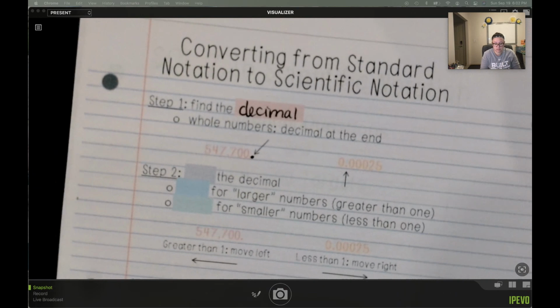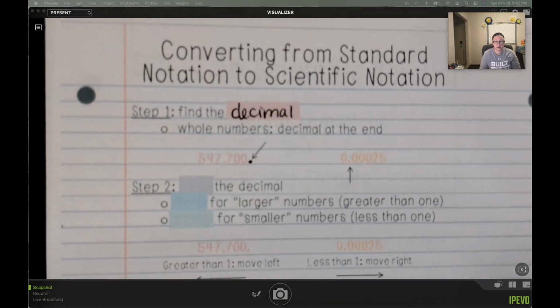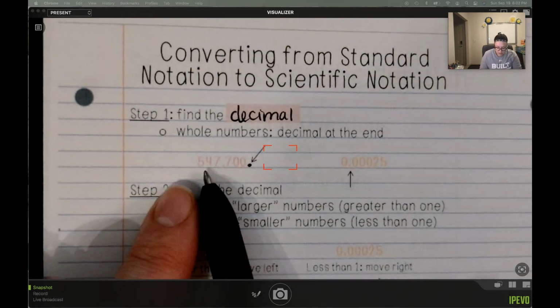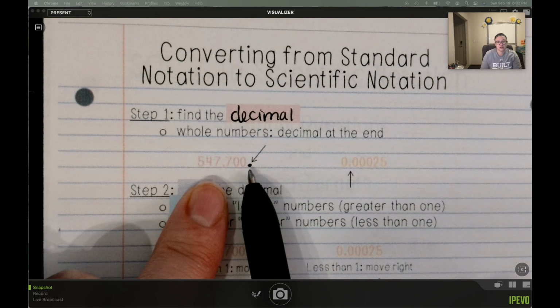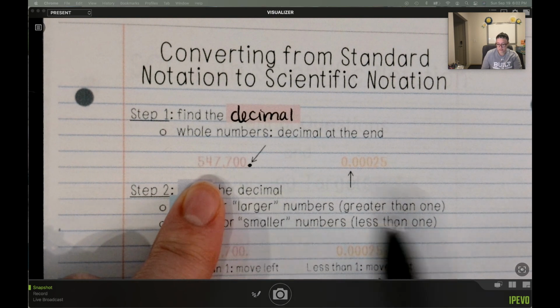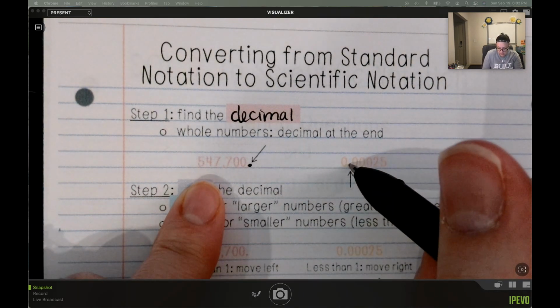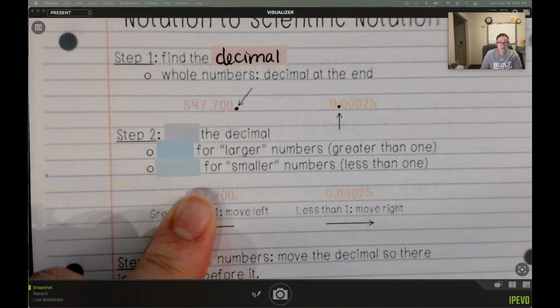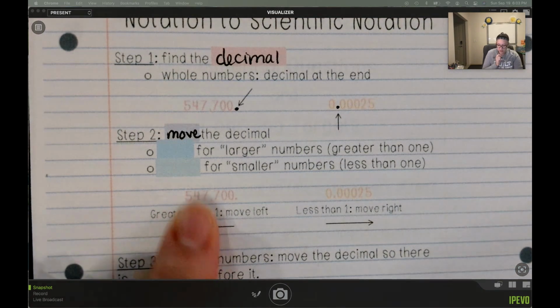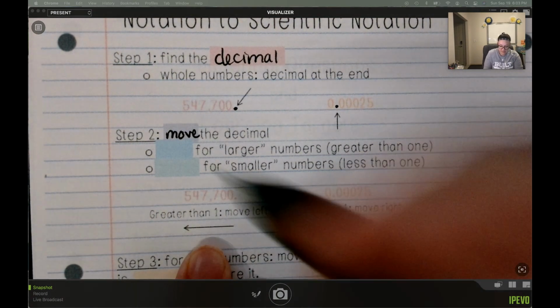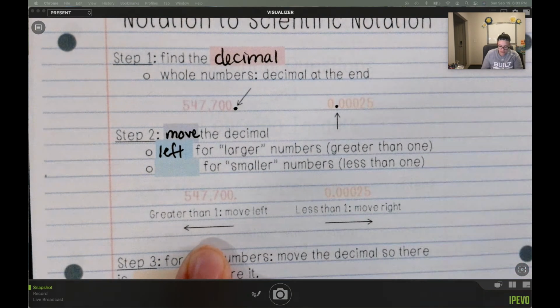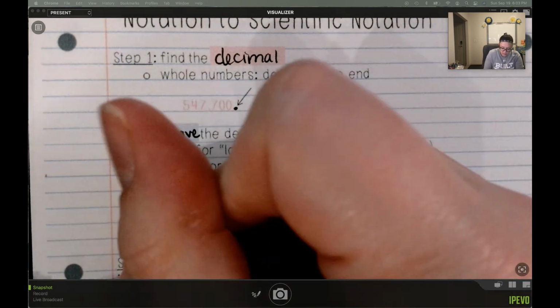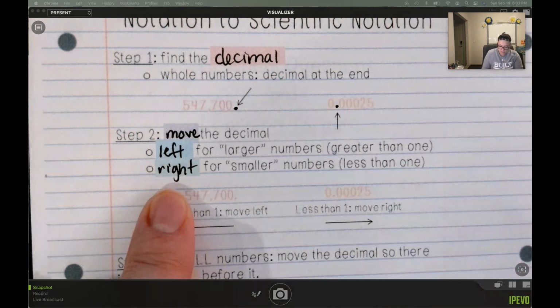Like for this number, 547,700. Math people, we're not going to write that decimal at the end usually, but that's where it is. In a decimal number, it's really easy to see where it starts. So first thing, we have to find that decimal. Then we need to move the decimal. We're going to move the decimal to the left for larger numbers, and we're going to move it to the right for smaller numbers.